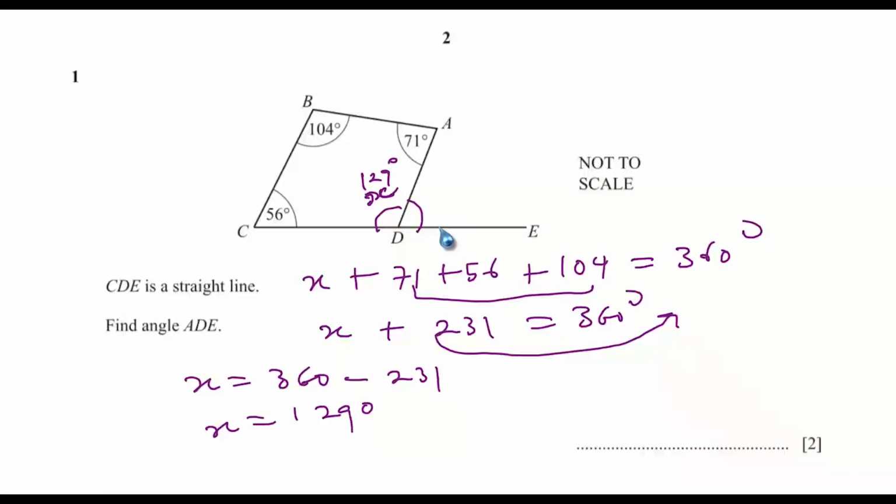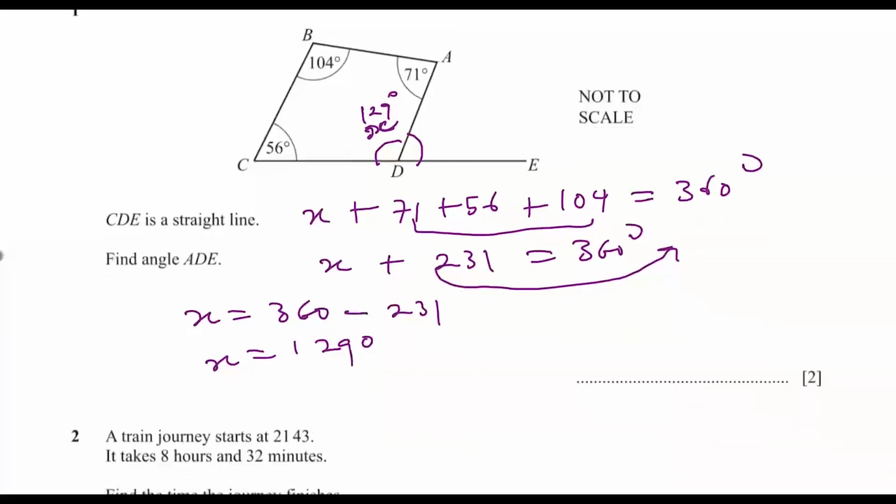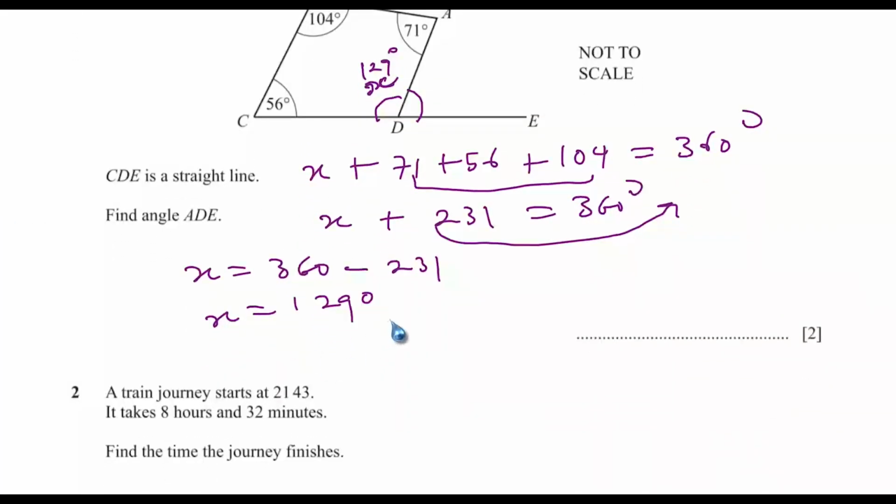Then we know that angle ADE, the required angle, and angle X, that is 129 degrees, add up to 180 degrees because they are both angles on a straight line. So I can easily say 180 subtract 129, that will be 51 degrees. So the required angle ADE is equals to 51 degrees.